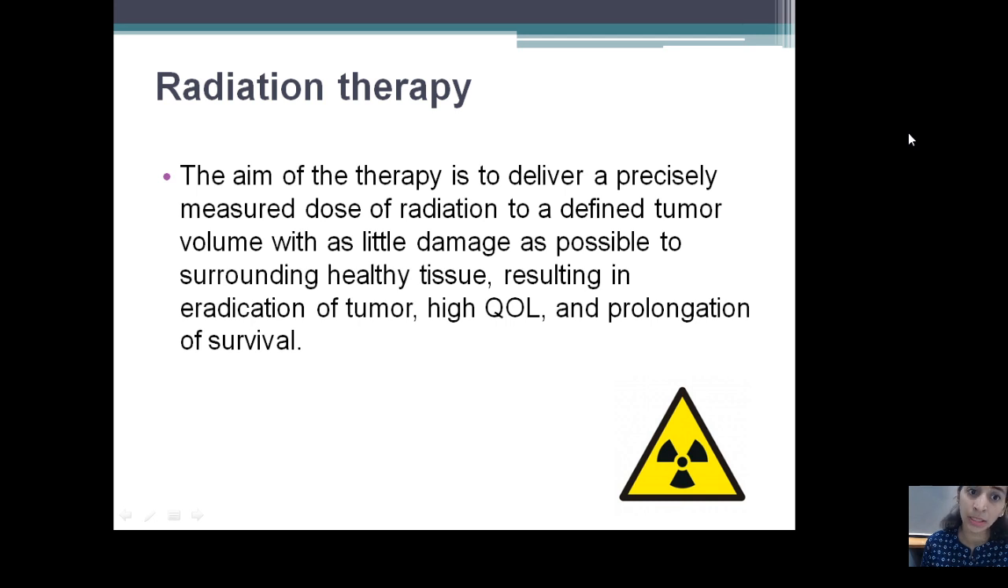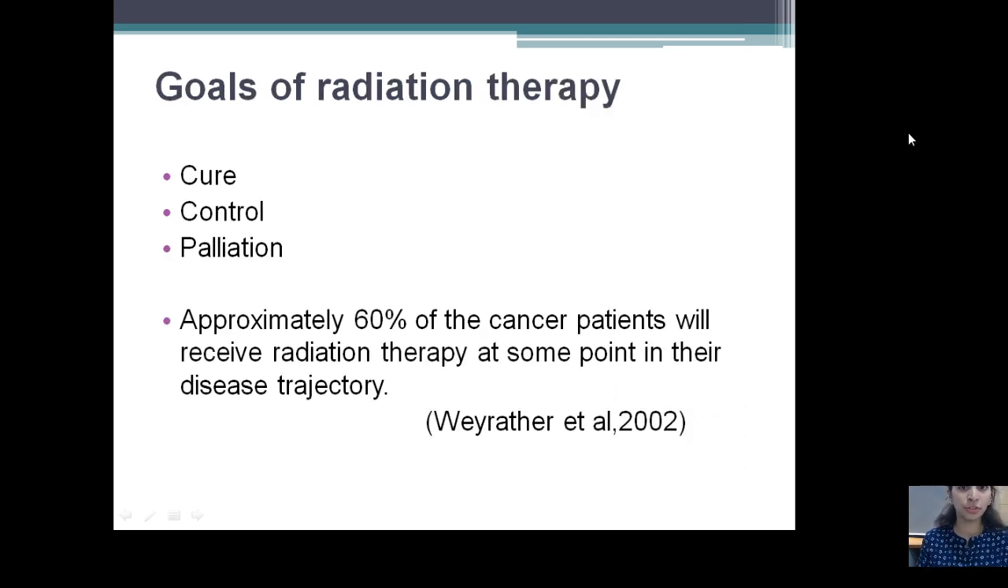The aim of radiation therapy is to deliver a precisely measured dose of radiation to a defined tumor volume with as little damage as possible to the surrounding healthy tissue, resulting in eradication of the tumor, high quality of life, and prolongation of the survival of the patient. The goals of radiation therapy, as we know, include cure, control, and palliation. Approximately 60% of cancer patients will receive radiation therapy at some point in their disease trajectory. Some tumors can be treated by radiation alone, which includes early stage Hodgkin's lymphoma, skin cancer, and recurrent breast cancer.